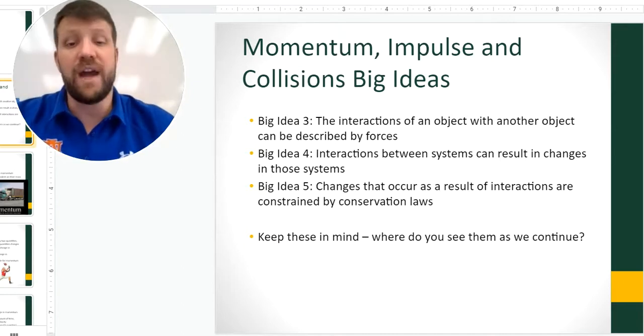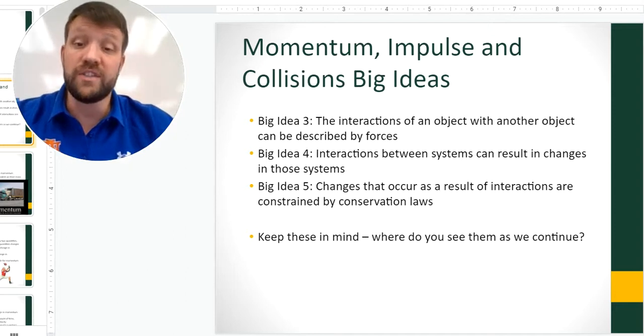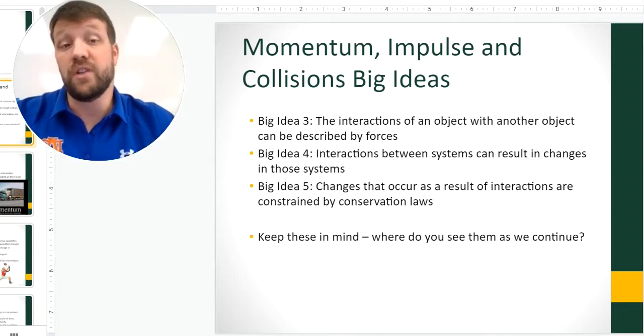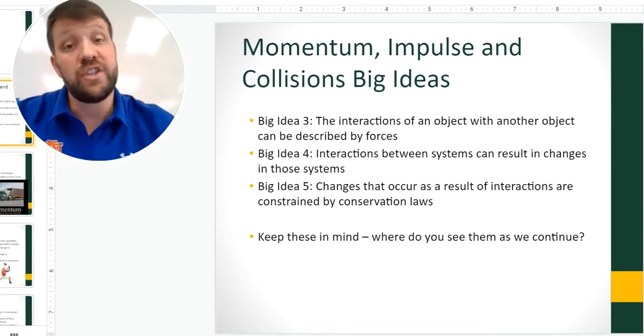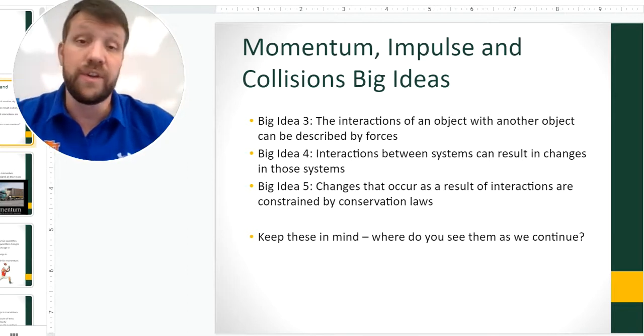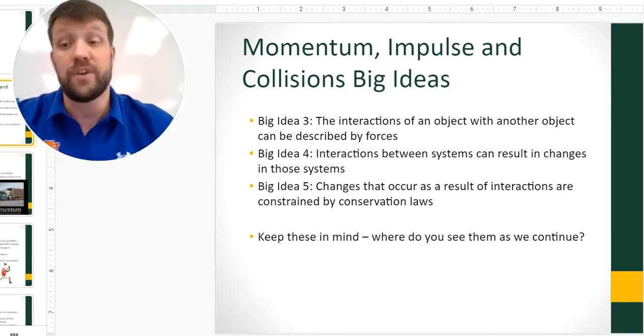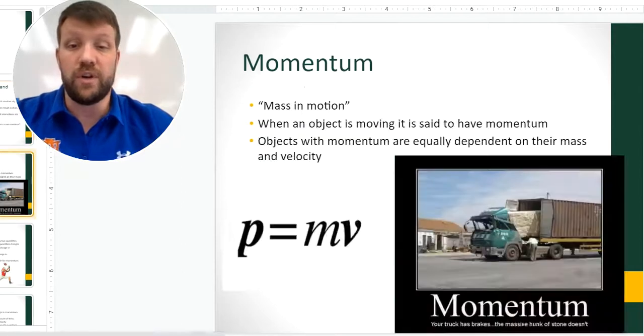And then big idea 5, changes that occur as a result of interactions are constrained by conservation laws. Momentum, similar to energy that we've already covered, is not just going to be created or destroyed, it's just going to transfer. So let's look into how that actually works here.